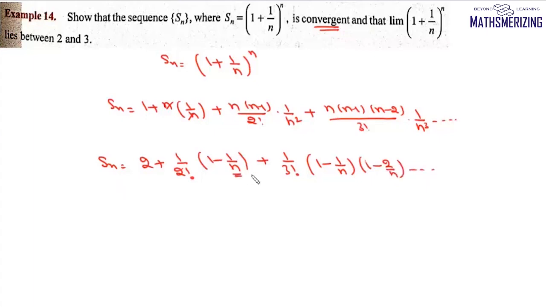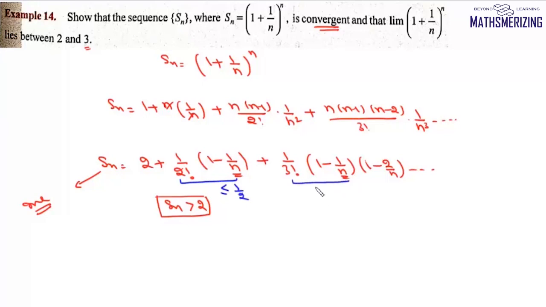Now this is an increasing function of n, so this sequence is an increasing sequence. And since this is 2 plus some positive value, we can say that this S_n will always be greater than 2. Now we need to prove that it is less than 3. What we'll do is, as n tends to infinity, this 1 upon factorial 2 will be less than or equal to 1 by 2. This 1 upon factorial 3 will be less than 1 upon 2 square. The next one will be less than 1 upon 2 cube.